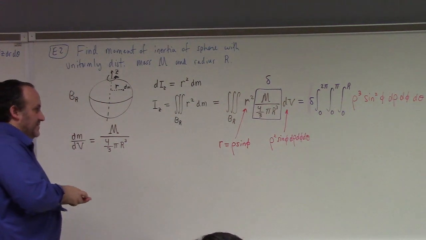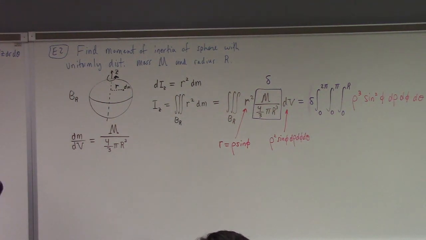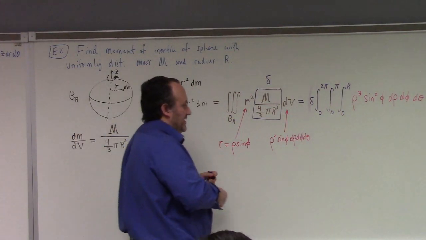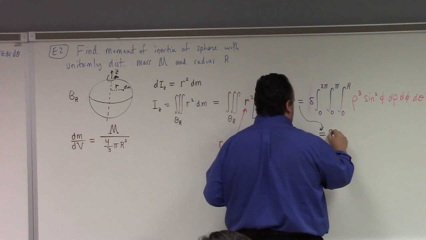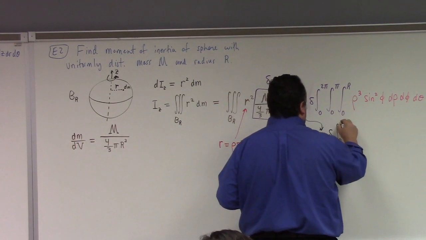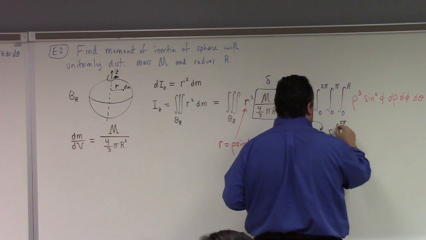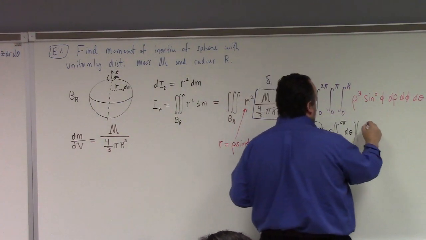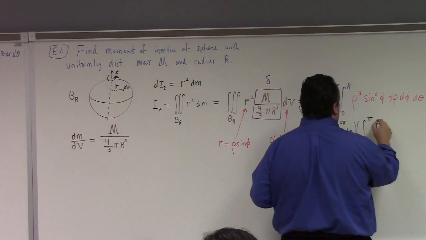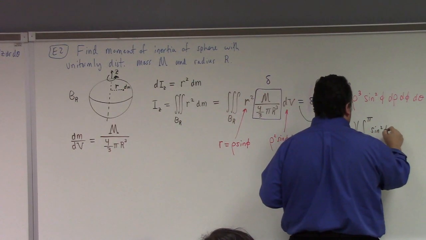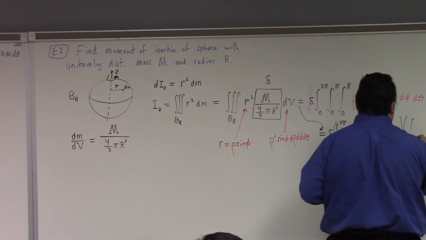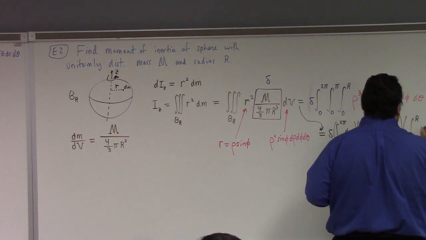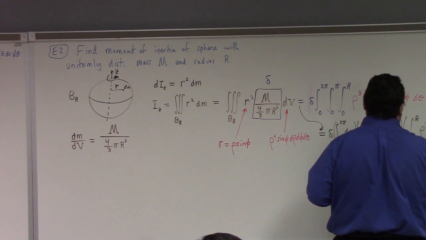Now this is very pleasant because all of the bounds are rectangular, they're constant bounds, so we can just multiply the integrals, right? So this is equal to delta times the integral from 0 to 2 pi of d theta. That's easy enough to do. The integral from 0 to pi of sine squared phi d phi. And then the integral from 0 to r of rho to the power 3 d rho.